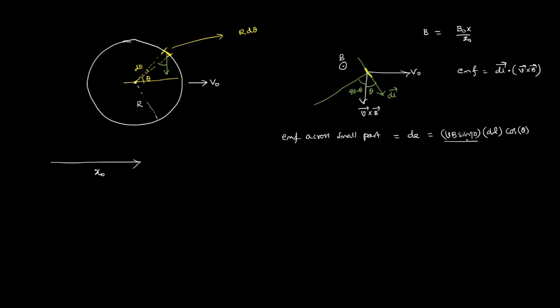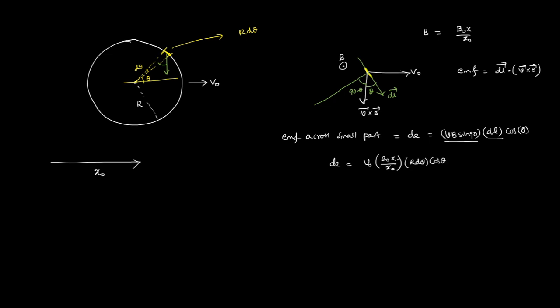This is the v bar cross b bar magnitude, this is the dl, and dl bar dot v bar cross b bar. So the angle between the dl vector and v bar cross b bar is theta, then it is dl cos theta. Then the induced EMF is v as it is, you can write v as v0 if you want. B value I can write as b0 x by x0, multiplied with dl value, which I can write as r d theta, multiplied with cos theta again.